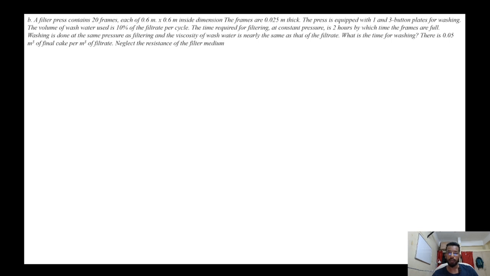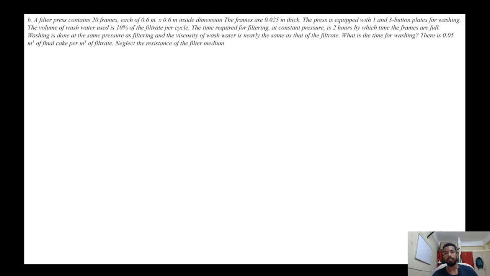The time required for filtering at a constant pressure is 2 hours, by which time the frames are full of the cake. Washing is done at the same pressure as filtering, and the viscosity of wash water is nearly the same as that of the filtrate, so viscosity is constant. What is the time for washing?